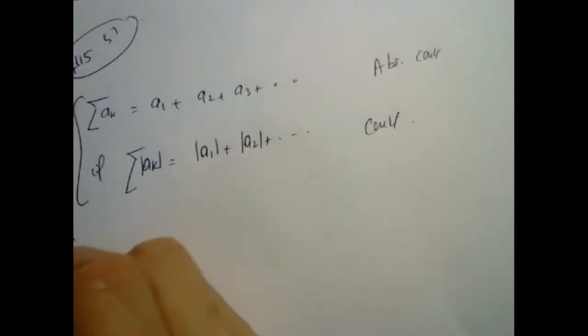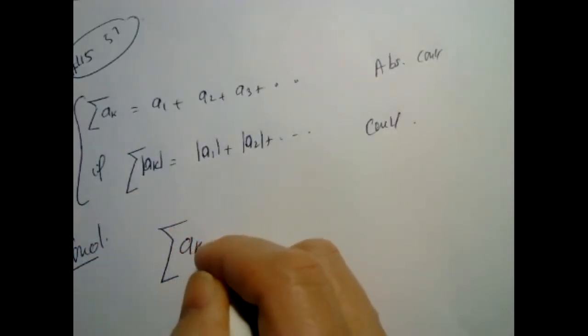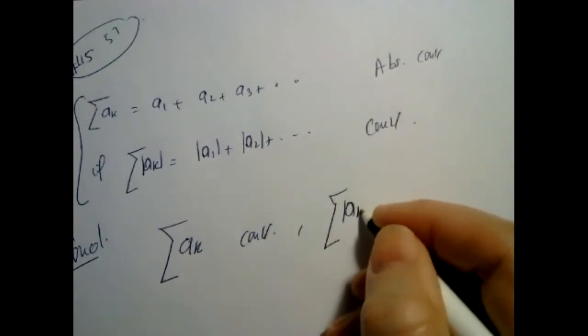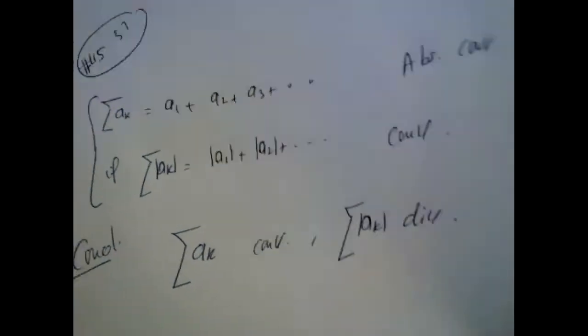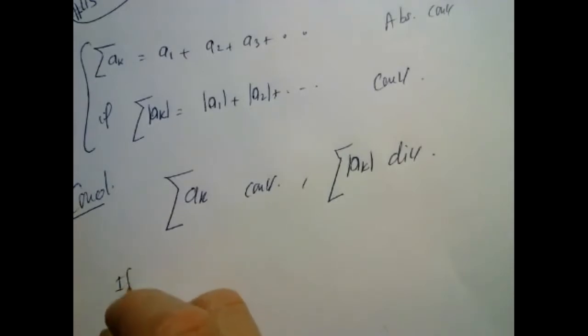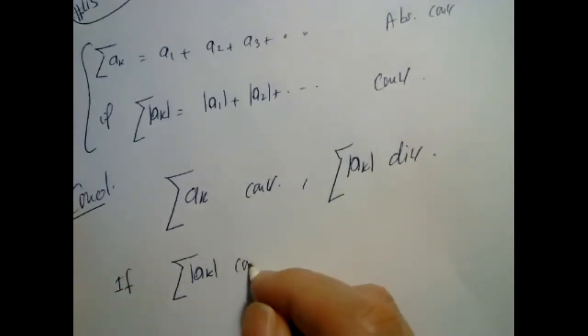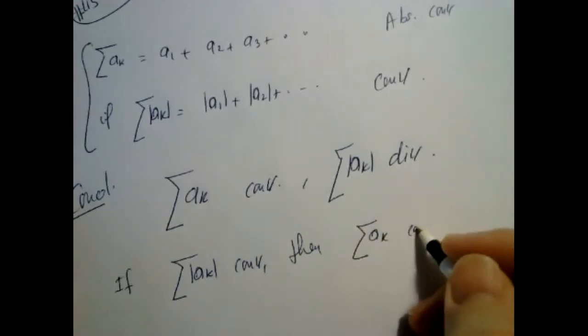Now, conditionally convergent means without absolute value, it converges; with absolute value, it diverges. The pluses and minuses make it converge, but when we start adding up the absolute values, the series diverges. And then the main theorem tells me that if the series with absolute value converges, then if we remove the absolute value, it will converge.